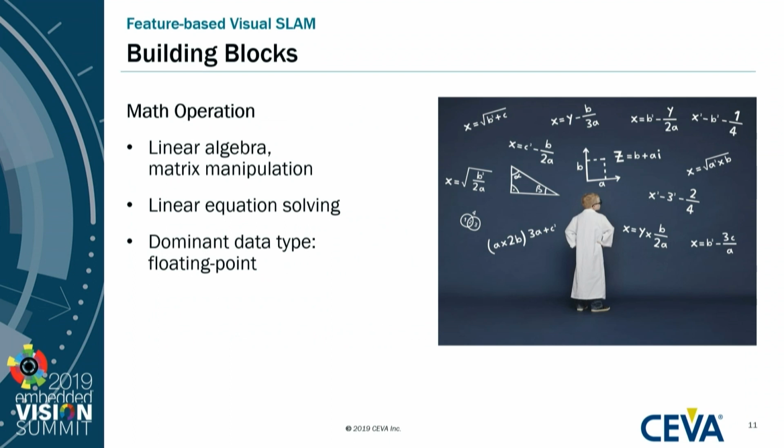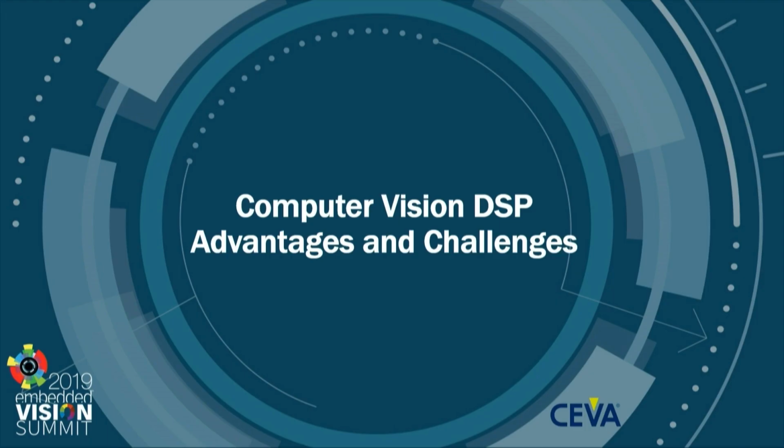Another big group of functions is math operations. Linear algebra calculations that involve matrix manipulation and linear system solving. In this case, the dominant data type is single precision floating point and usually involves very big matrices, and many of them are sparse matrices. The computer vision DSP, the advantages and the challenges.